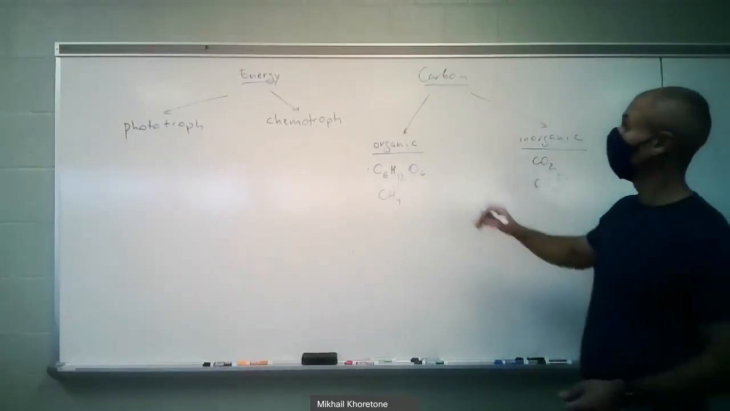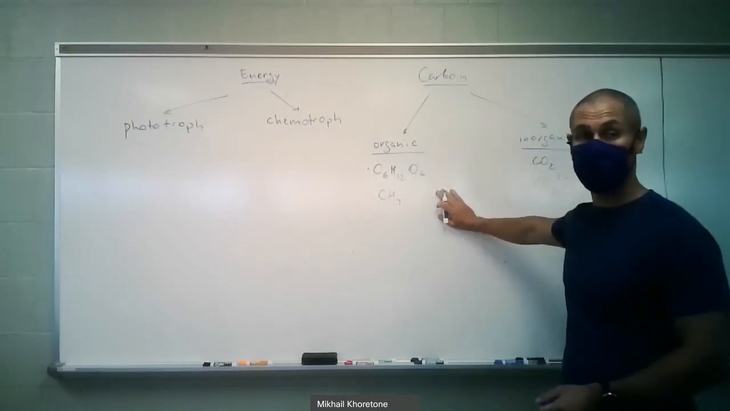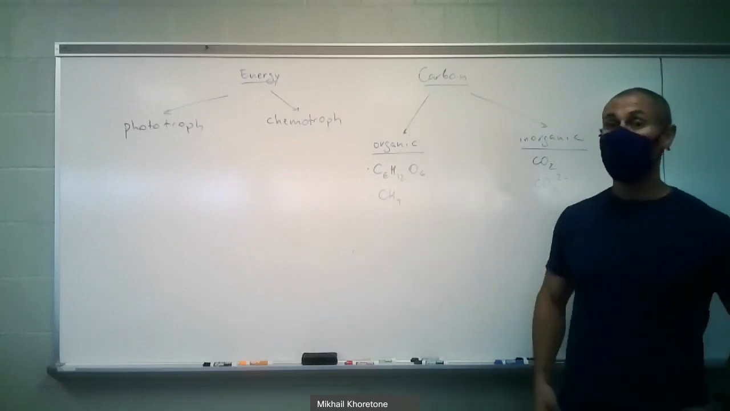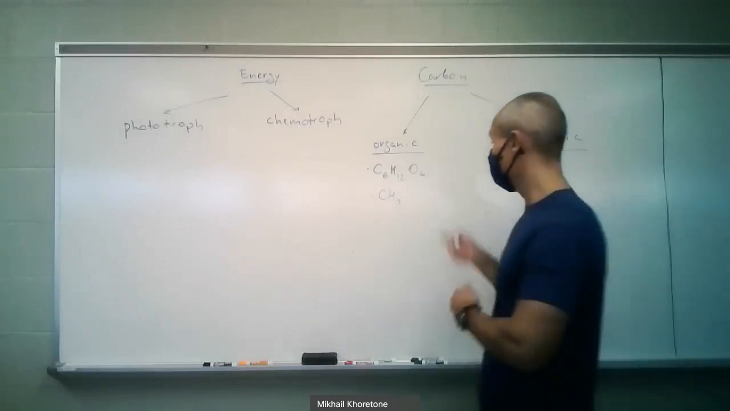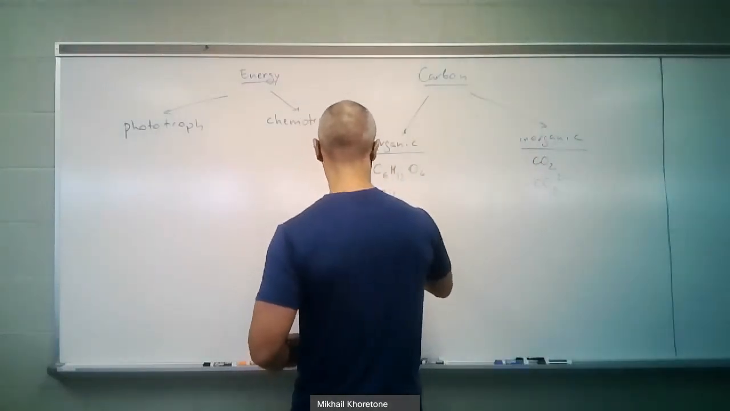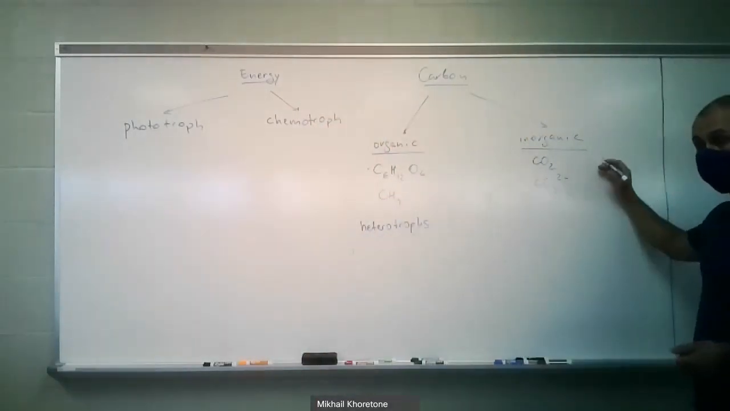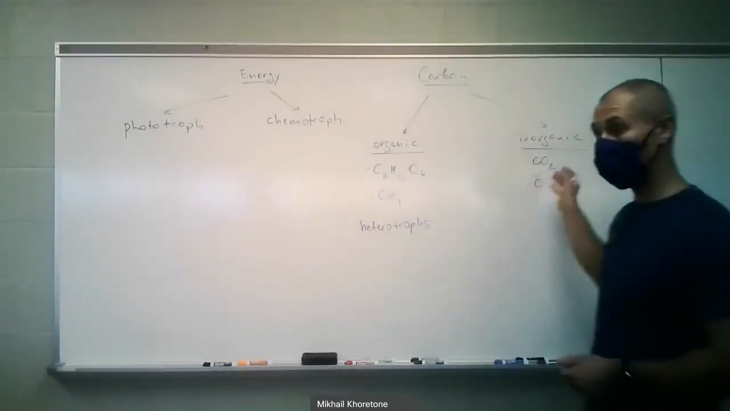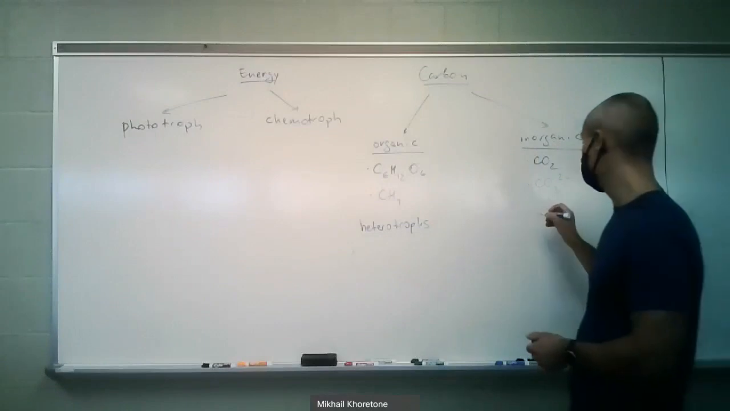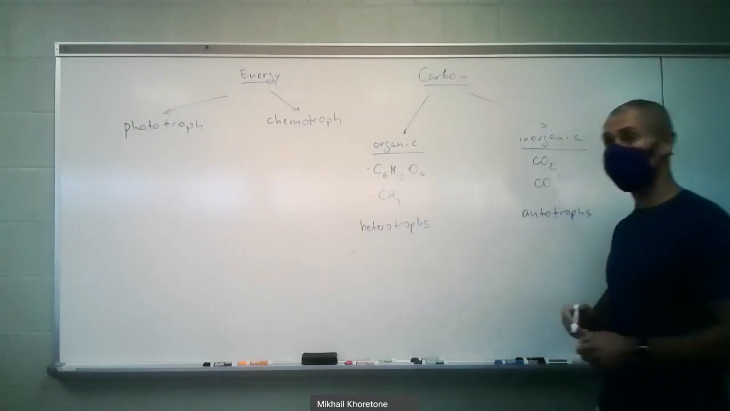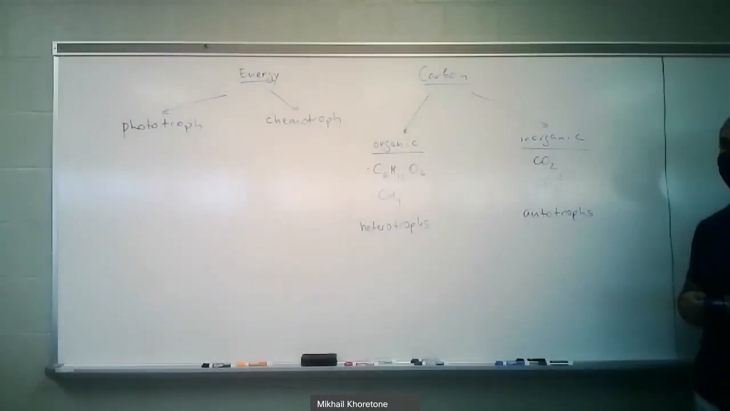Now, organisms that consume organic carbon, basically we can say organisms that consume other organisms, are heterotrophs. Organisms that can convert inorganic carbon into organic form are going to be autotrophs. Does that make sense so far? Good.